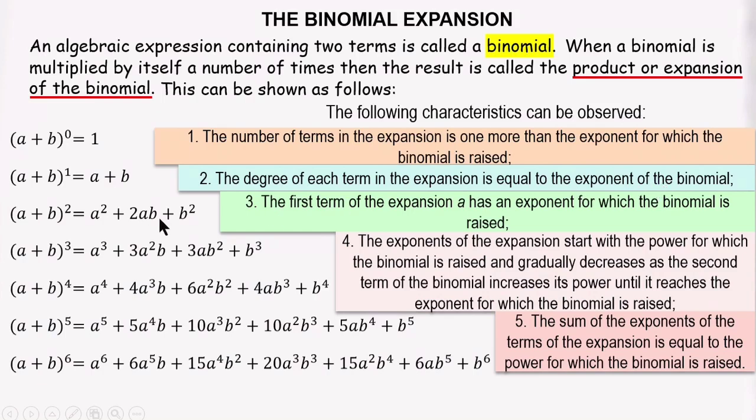Kung i-add natin ang exponents ng bawat term, it is equal to the exponent to which the binomial is raised. For example, 1 plus 1 equals 2, 2 plus 1 equals 3, 2 plus 2 equals 4, 2 plus 3 equals 5, 2 plus 4 equals 6, and so on. So these are the characteristics when the binomial a plus b is raised to a number n.